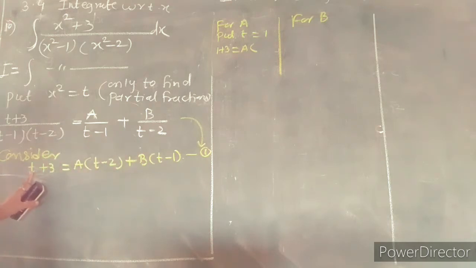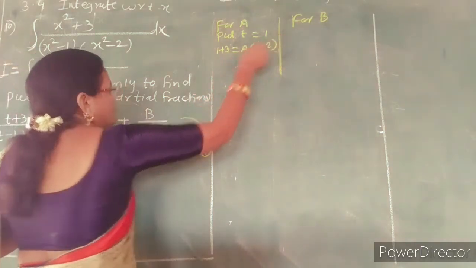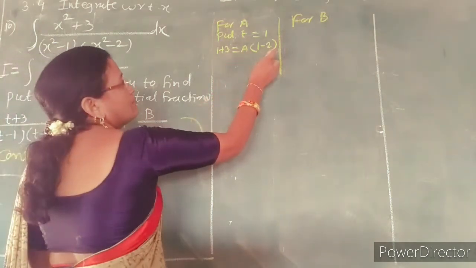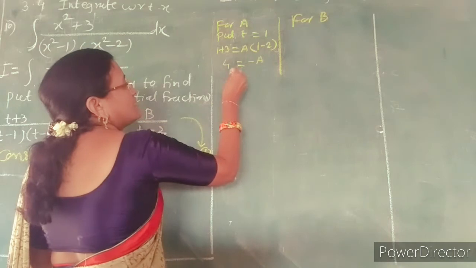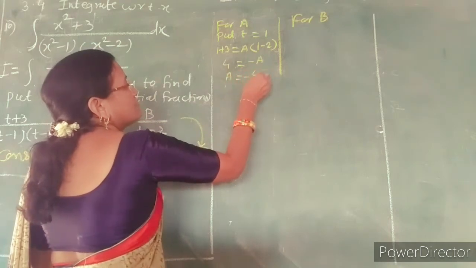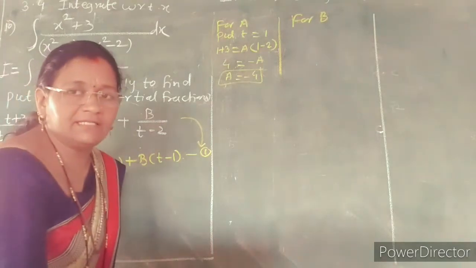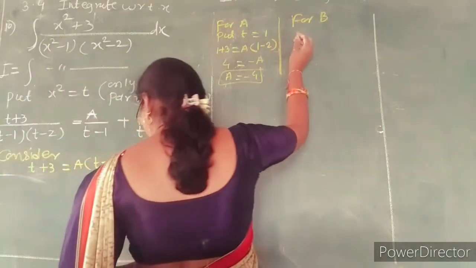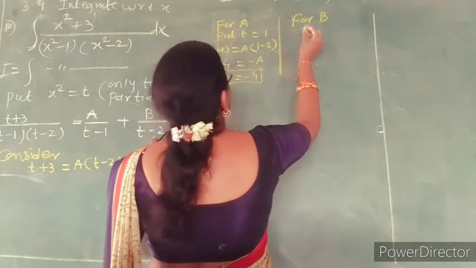With t equal to 1, that means 1 plus 3 is equal to A into (1 minus 2). So 1 minus 2 is minus 1. Minus 1 times A means we get the value of A is equal to minus 4. So by taking this, we find the value of A. Similarly for B, for variable B, we get t is equal to 2.